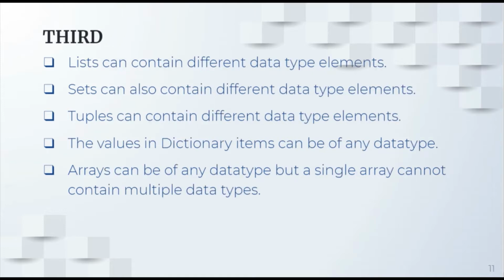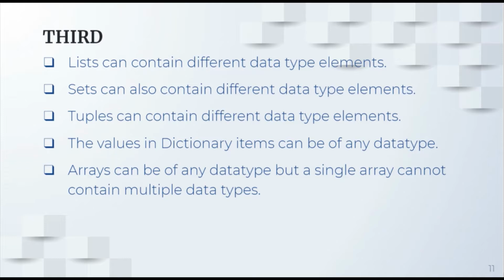Okay, so next slide. This is the third comparison slide. Lists can contain different data type elements. Sets can also contain different data type elements. Tuples can contain different data type elements. The values in dictionary items can also be any data type. Arrays can be of any data type, but a single array cannot contain multiple data types.